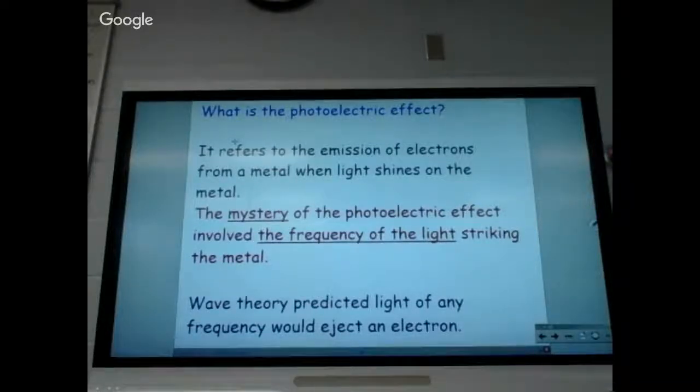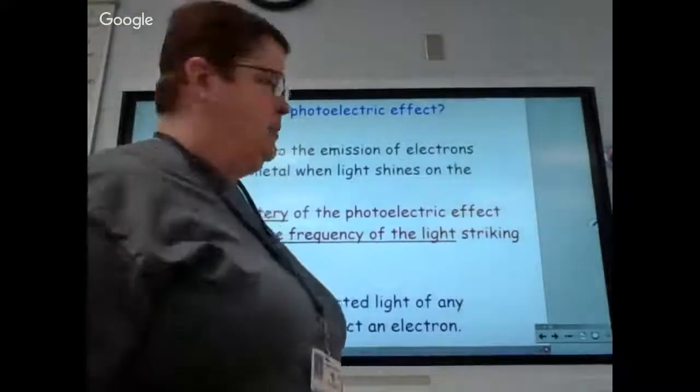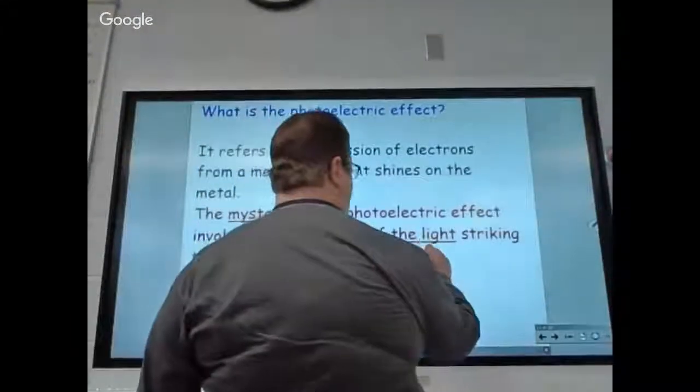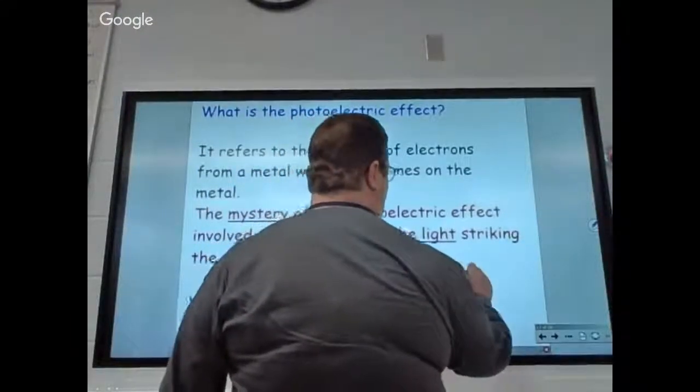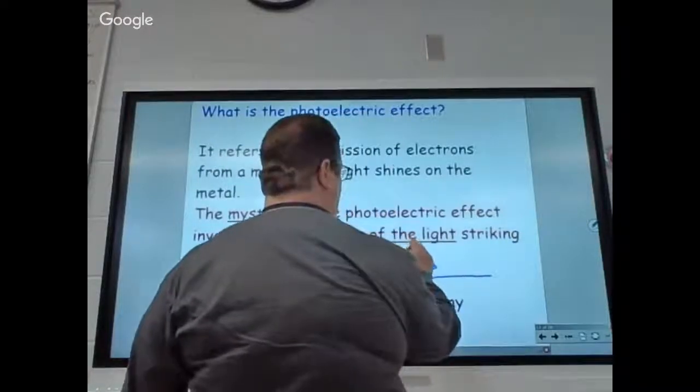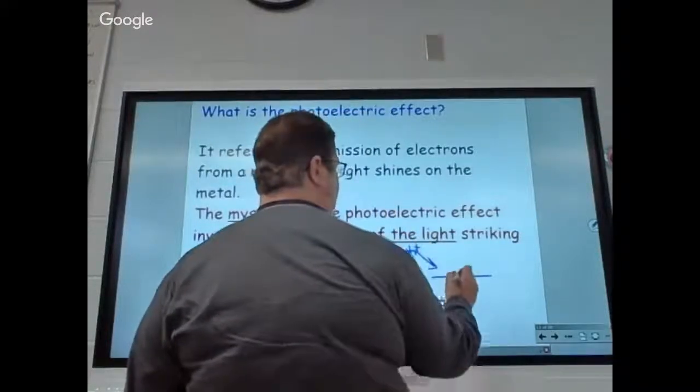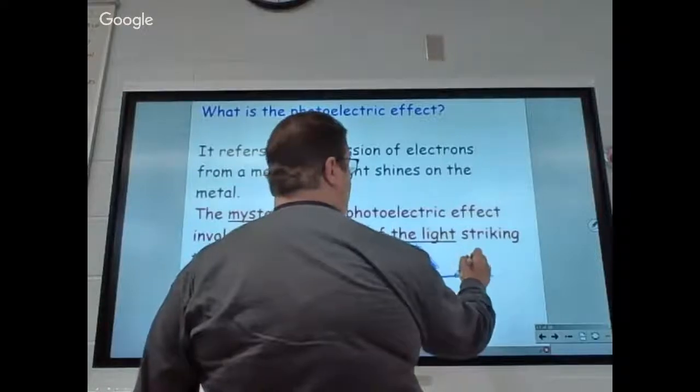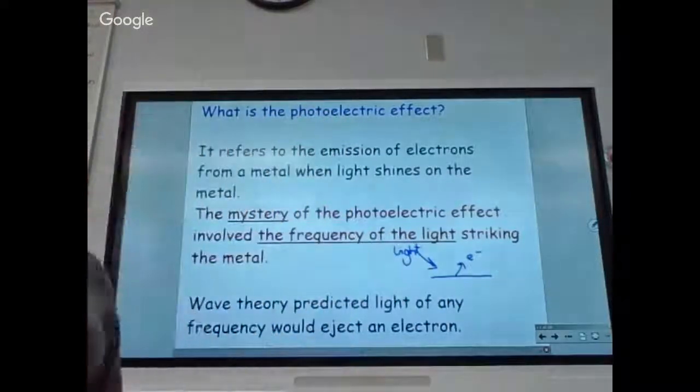So, wave theory said, according to the photoelectric effect, we should be able to use plain old fluorescent light bulbs. We should be able to shine light on a metal, like aluminum foil, laid on your desk, and when that light strikes the aluminum foil, an electron should come off. Does that work? Would you think so, or would you think no? No. Most people are bright enough intuitively to say, no, it does not work that way.